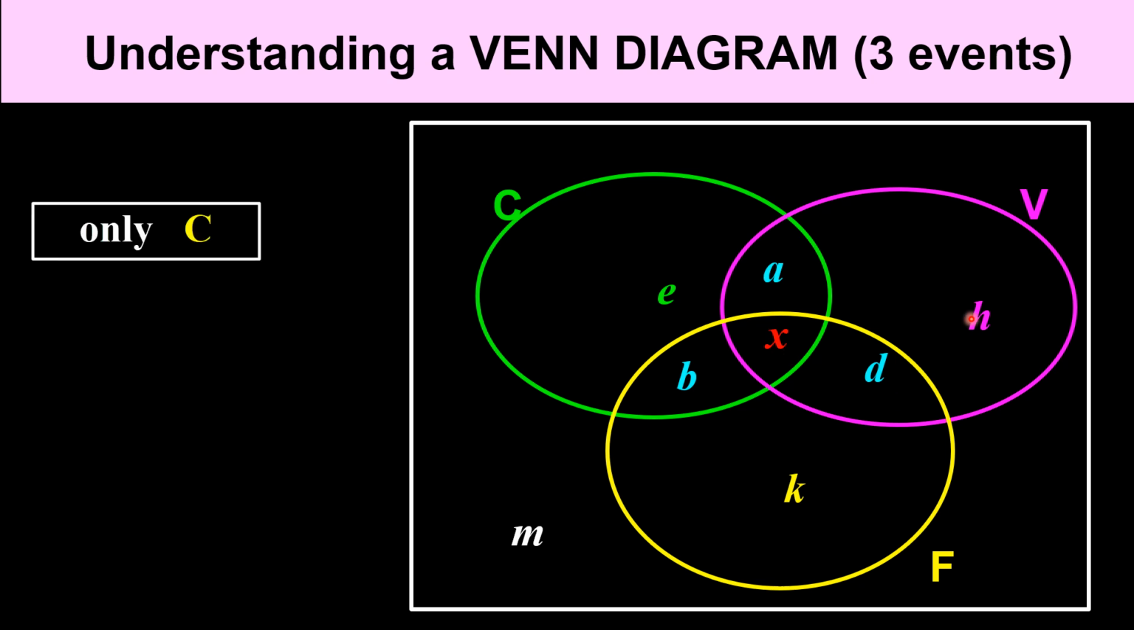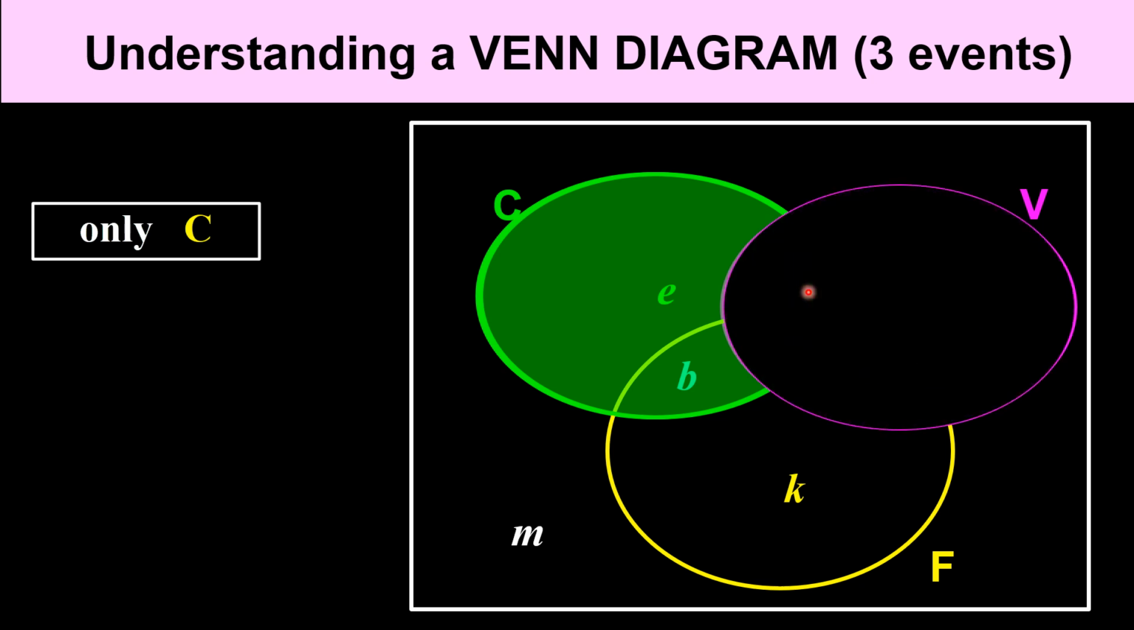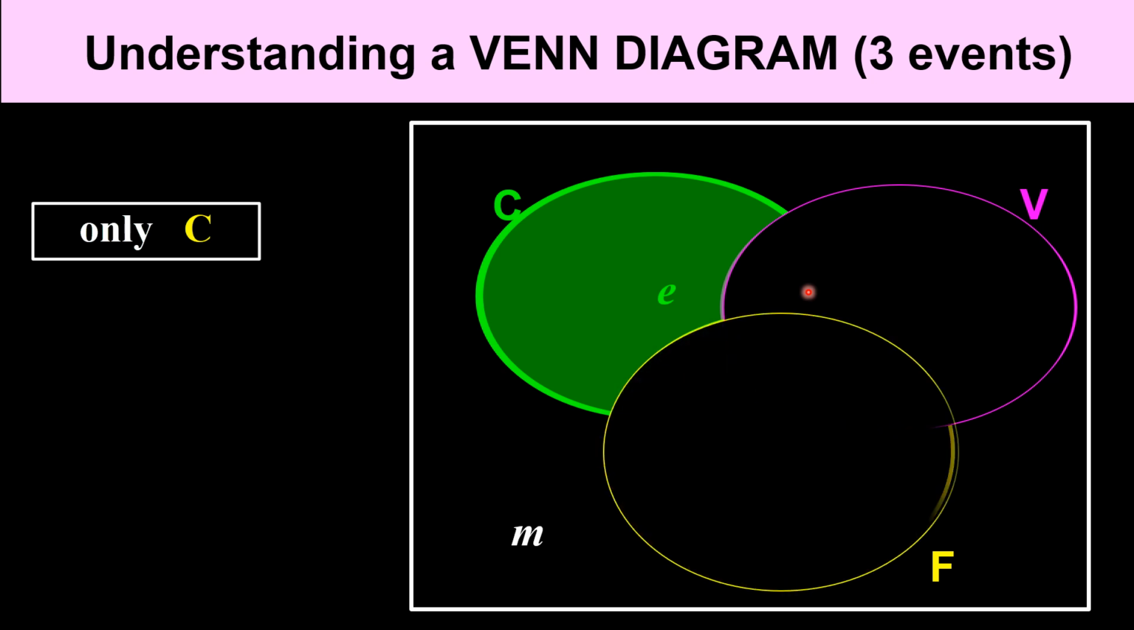Now if we say only C, C consists of E, A, B, and X. But B is not only C, B is part of F. X is part of F as well as V. And A is part of V. So I have to remove those parts. I remove the parts from V, and I remove the parts from F. So that region that's highlighted there is the only C, and that one consists only of E.